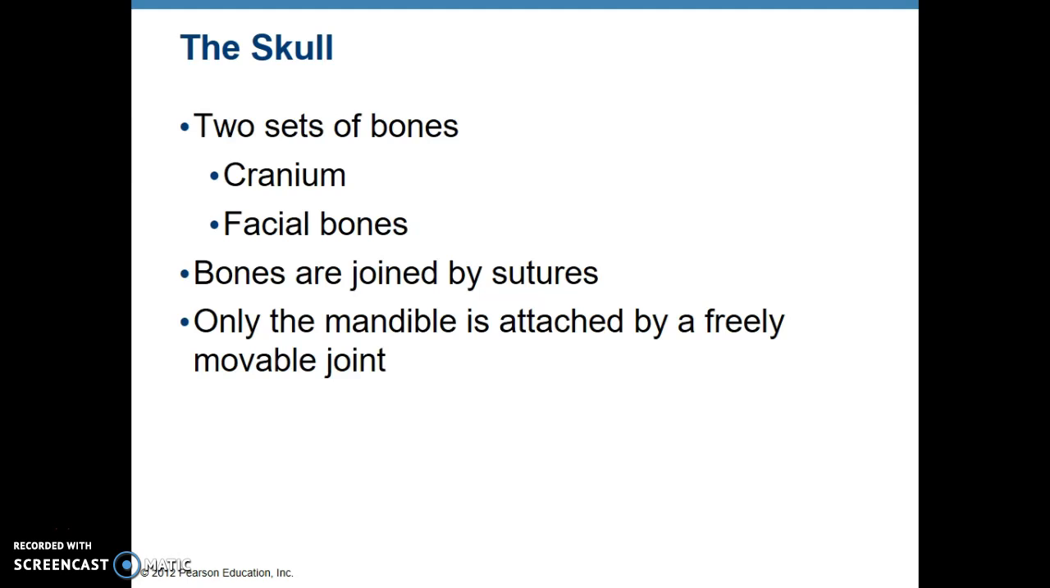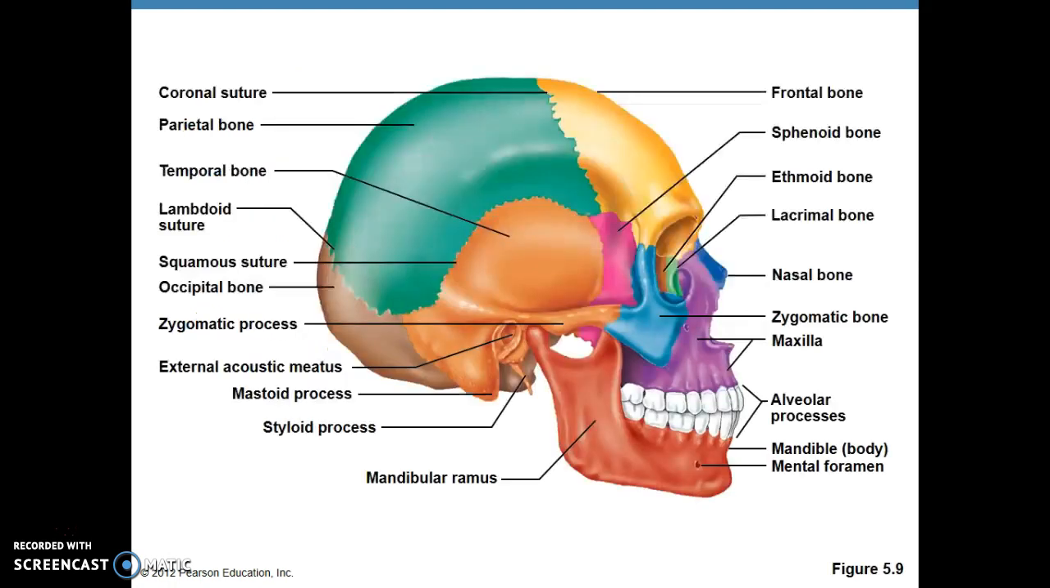Bones are going to be joined by sutures, and we're going to talk about joints a little bit later, but essentially sutures are really firm joints that hardly allow any movement. The mandible is actually attached with a freely movable joint though. That's really important for eating and talking and such.